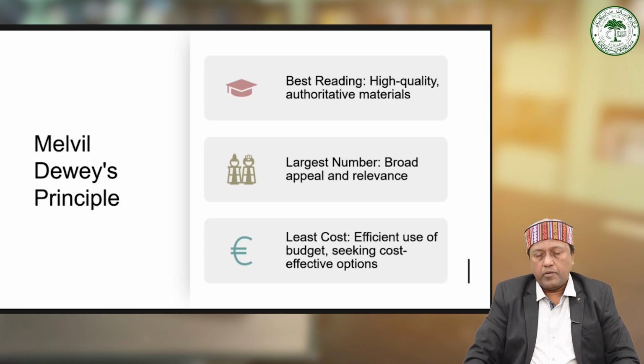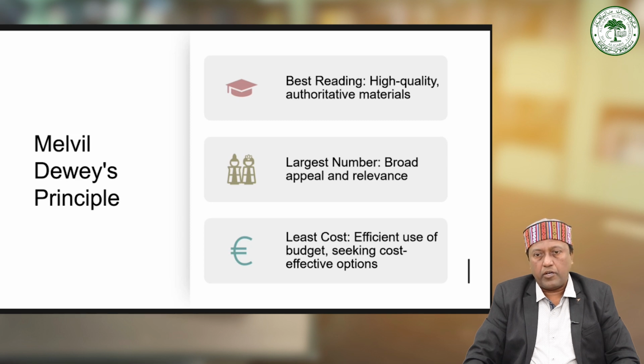So let's try to understand these three elements. Best reading: librarians aim to acquire materials that offer the most value and benefit to their users. This includes selecting high quality, authoritative resources that are accurate, informative, and engaging. Librarians evaluate potential additions to the collection based on factors such as relevance of the content, reputation of the author or publisher, and the potential impact on users' information needs and interests.